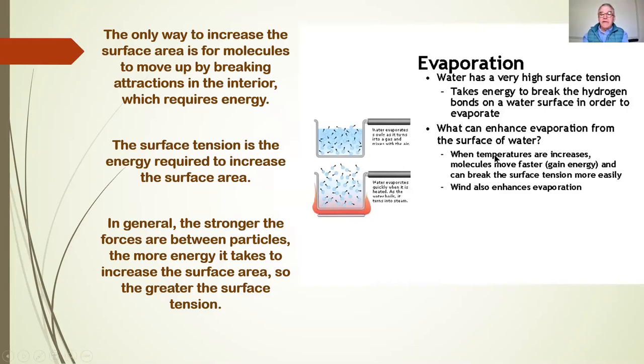What can enhance evaporation from the surface of the water? When temperatures are increased, molecules move faster. They gain energy. So in this case, it is the delivery of heat energy, which is transferred into the molecules of water. That energy then becomes chemical energy. And this increase in temperature makes the molecules move faster, associated with gaining energy, and can break the surface tension more easily.